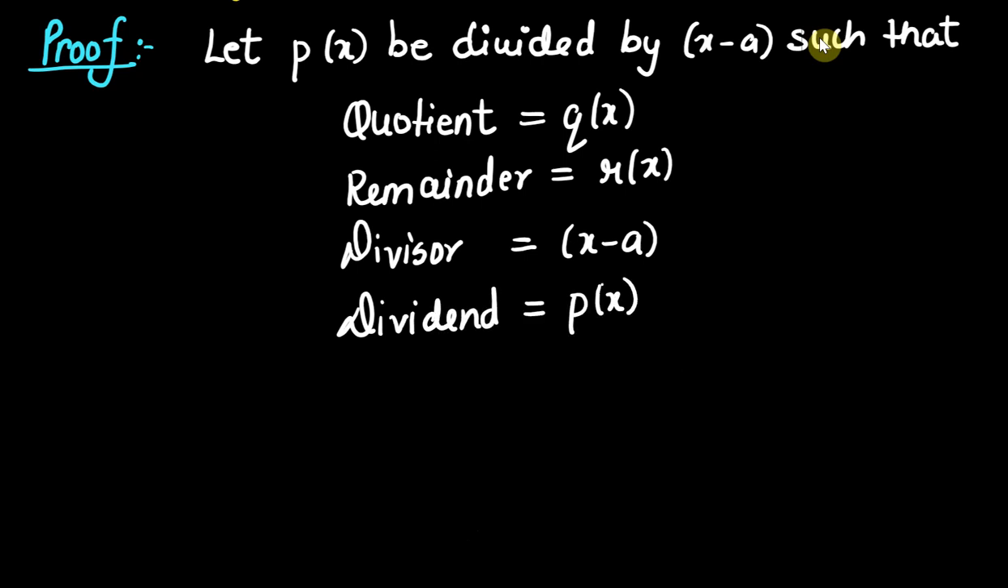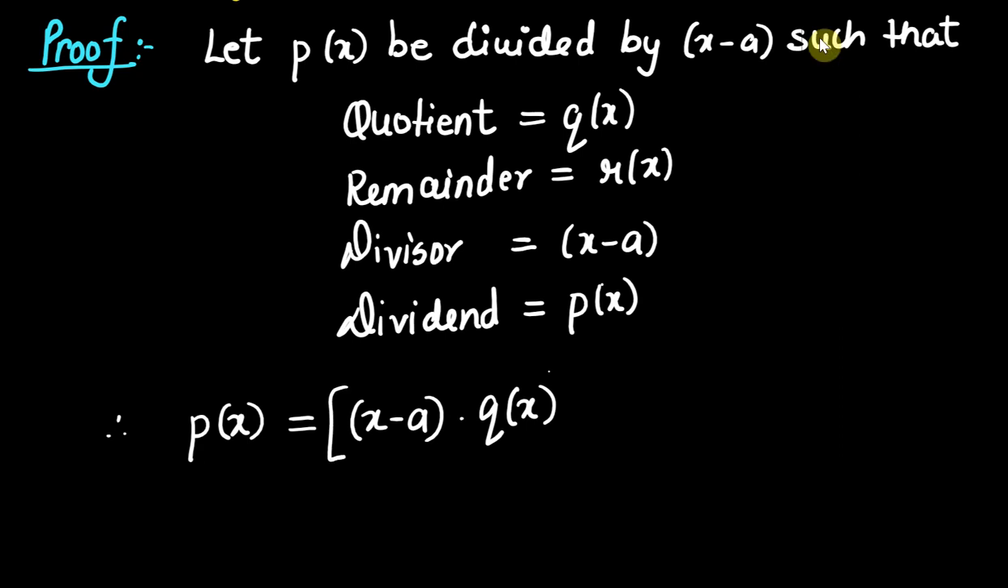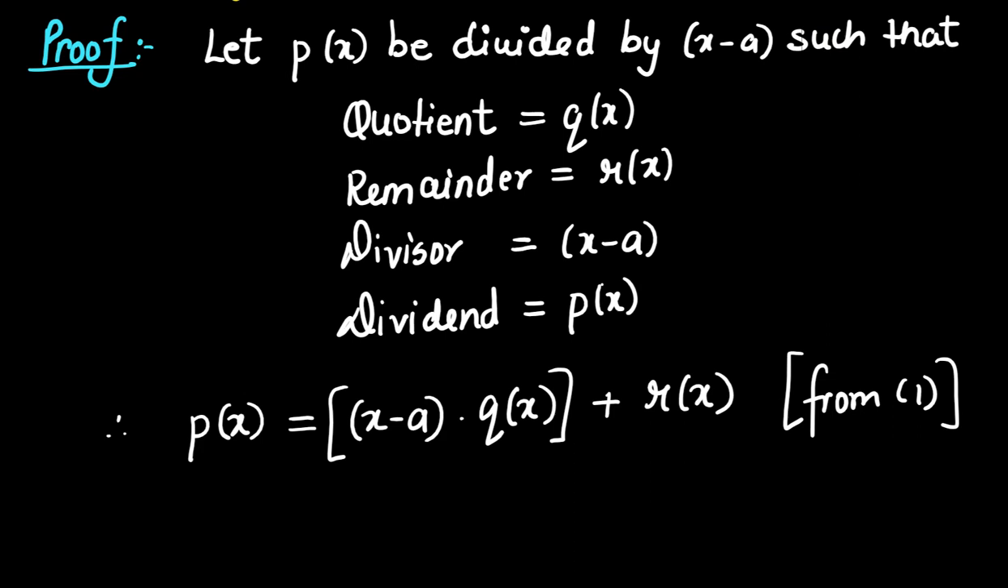We know the formula, so we arrange it accordingly. Dividend, that means p of x equals quotient. What is my quotient? q of x. What is my divisor? x minus a, plus remainder. Remainder is r of x. You can write it here from 1, or you can make it a new equation altogether, no problem.